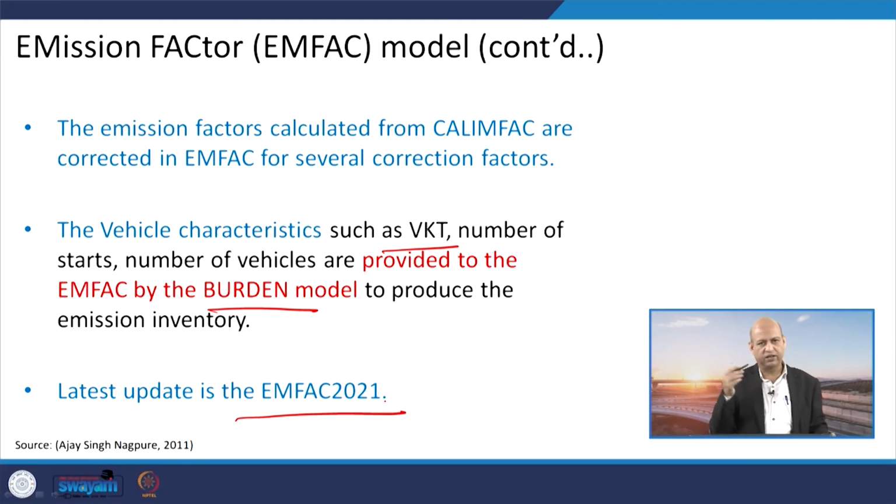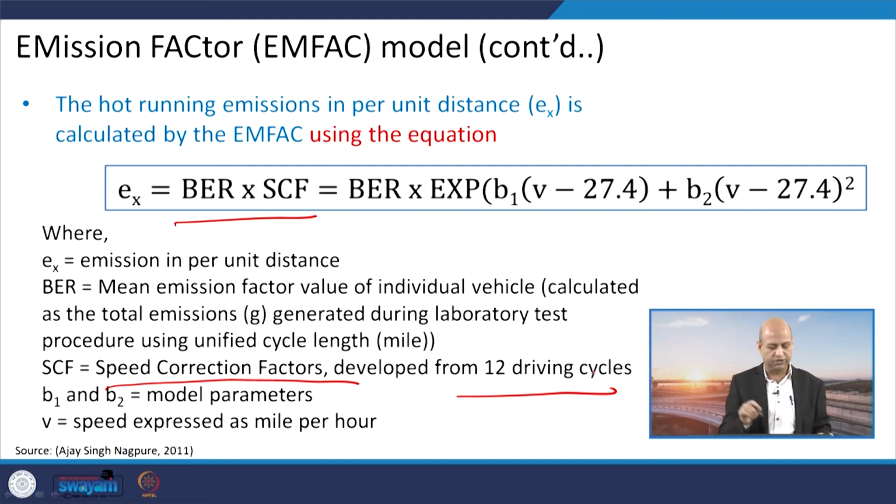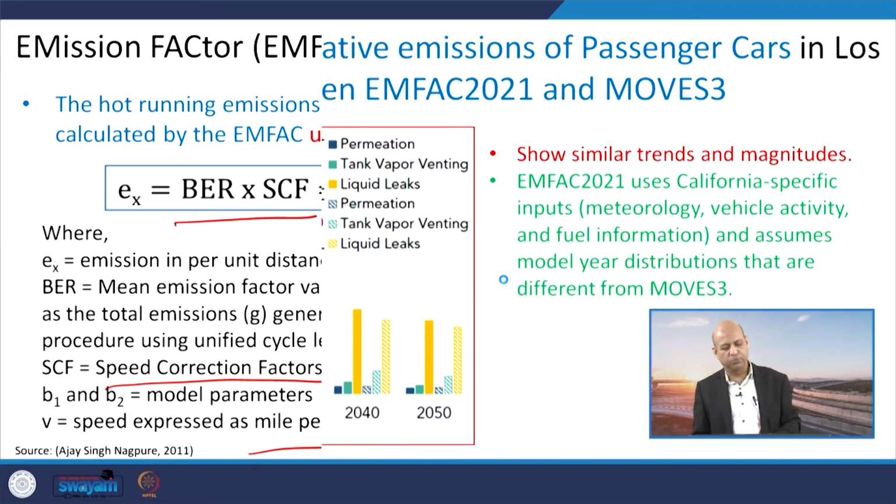They regularly update the modeling framework. Then if we want to see the basic equation, it is again similar to what we have seen earlier. BER, that is the basic emission rate, is multiplied by the speed correction factors, for 12 driving cycles at different speeds. So, they give the values. This is expanded, then these are the constant parameters B1, B2, the model parameters, and speed expressed in miles per hour, with certain constant values. So, ultimately this emission per unit distance we can calculate for a particular vehicle and particular pollutant, right.